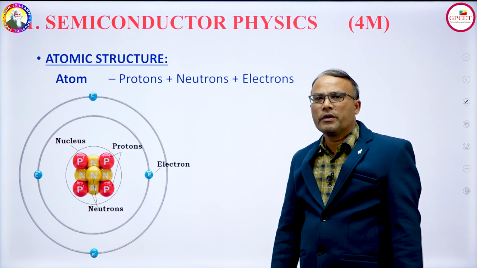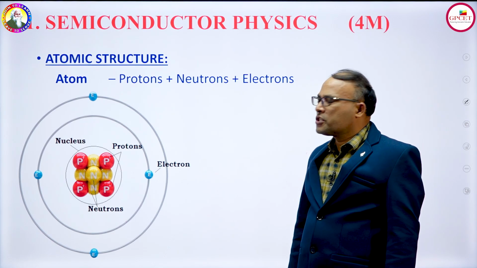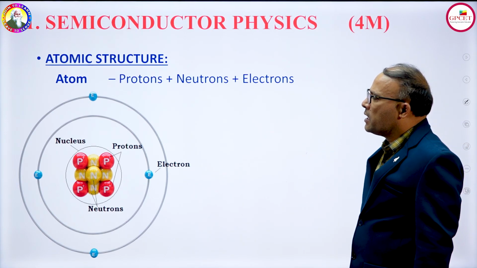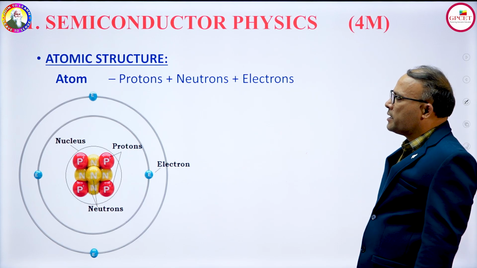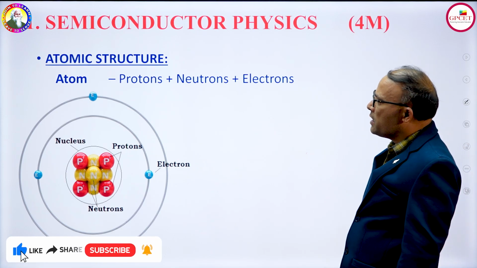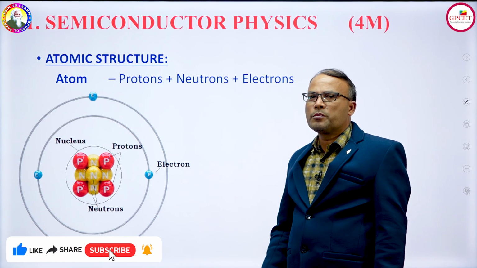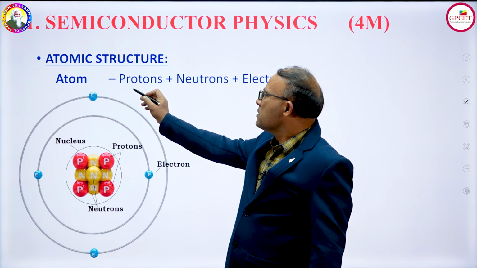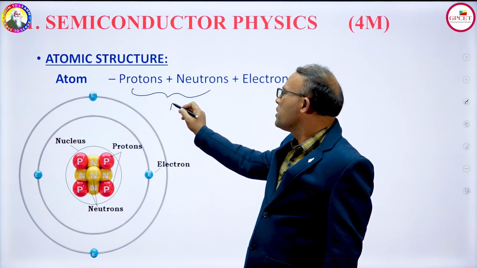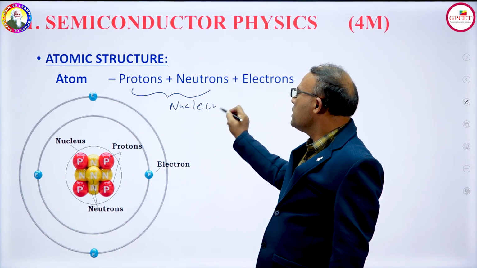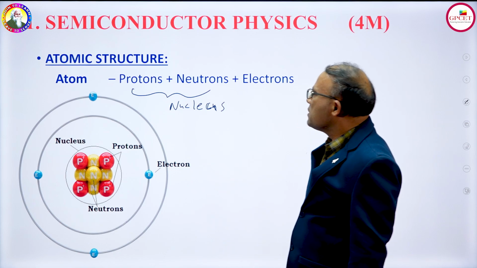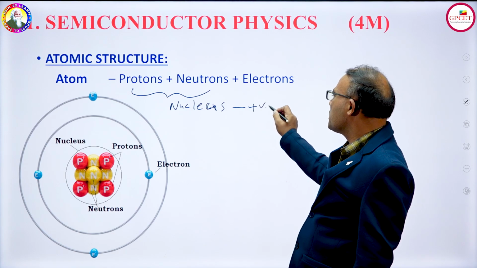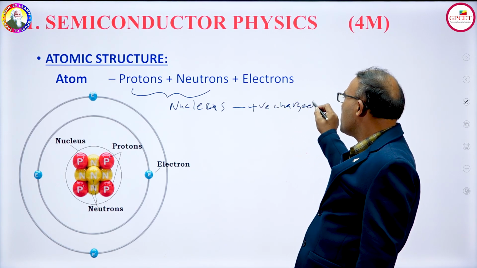Under this, the first topic we would like to learn is the atomic structure. Let us learn about the atomic structure, and have a glance at some GATE questions on it. As you know, an atom is a combination of protons plus neutrons plus electrons. Protons plus neutrons is nothing but a nucleus, so the nucleus is a combination of protons plus neutrons, and it is always a positively charged particle.